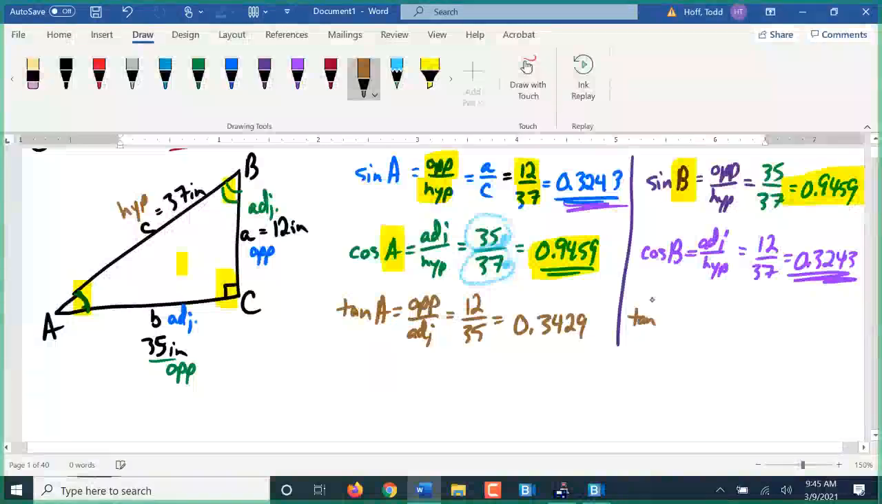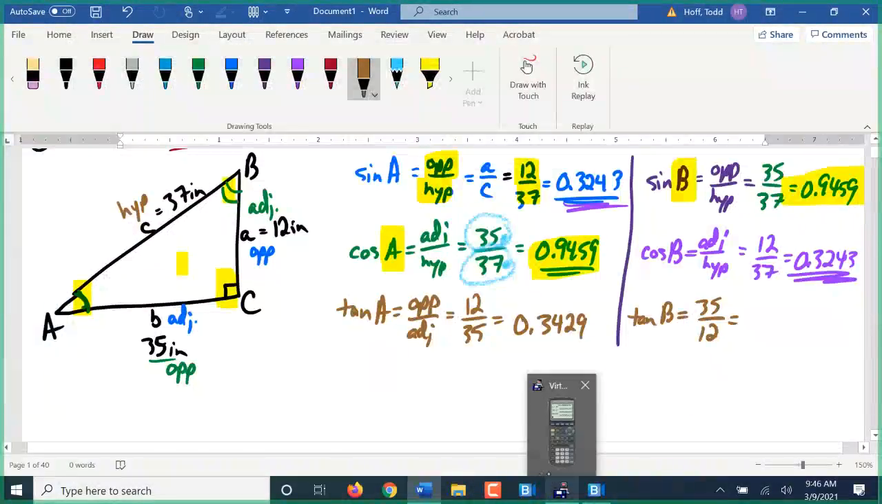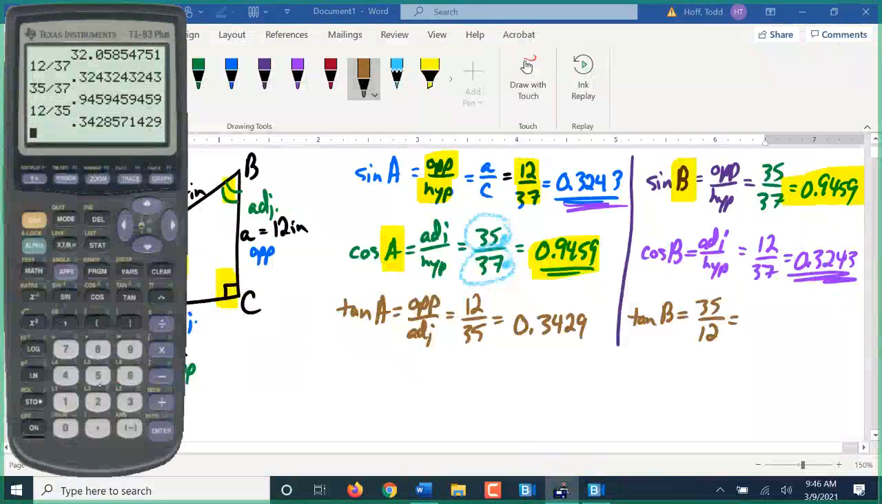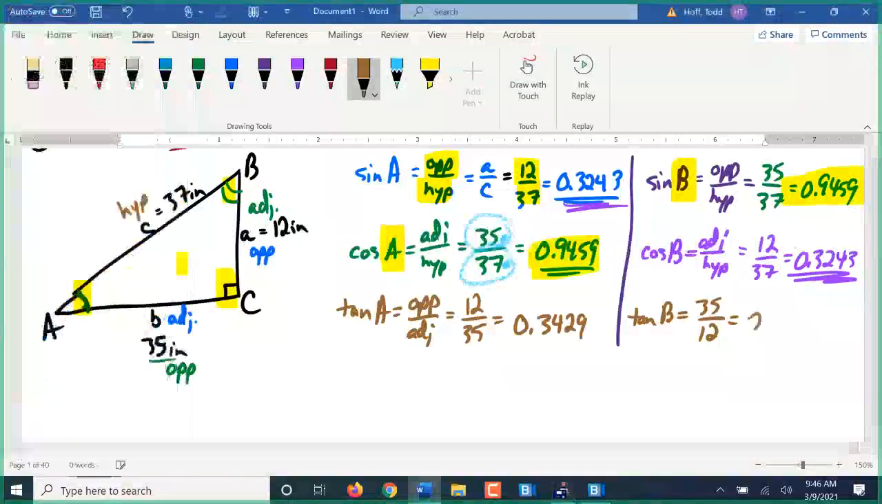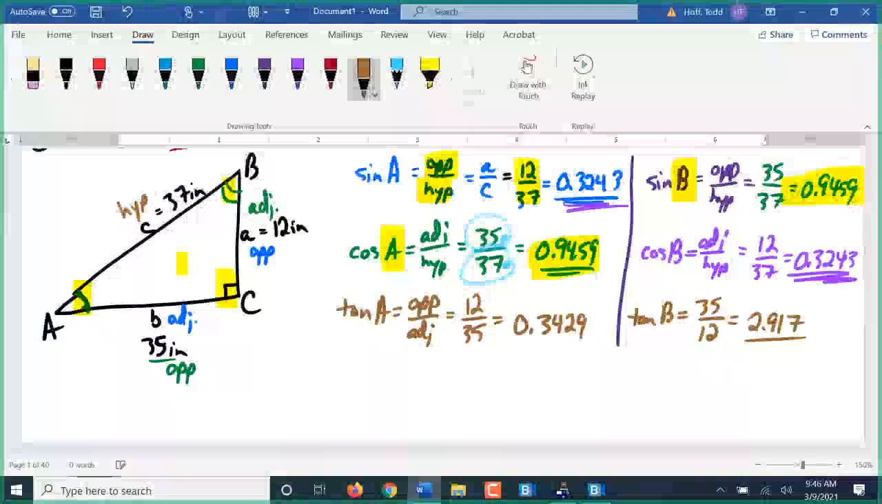Tangent of B, opposite over adjacent is going to be 35 over 12. So 2.83, I believe. 35 divided by 12. Actually, it's 2.9167. 2.917, we'll put it at. Those are just our standard functions.